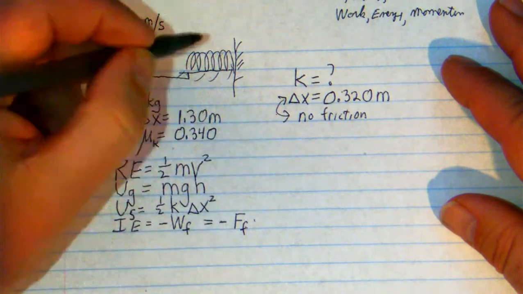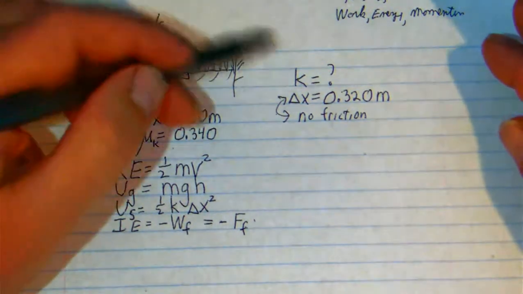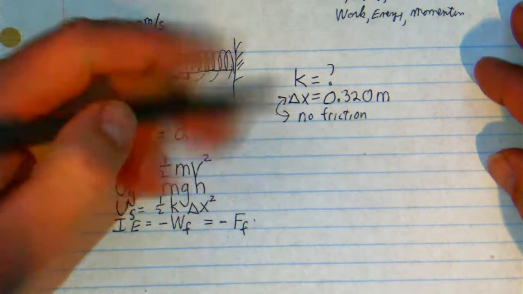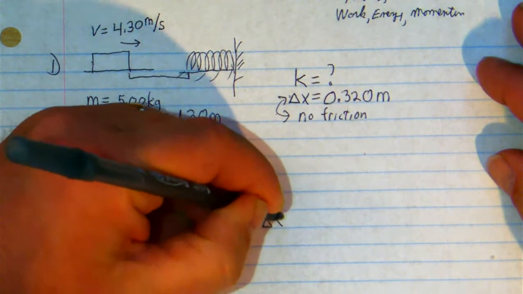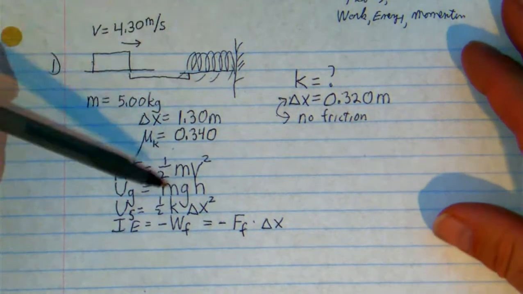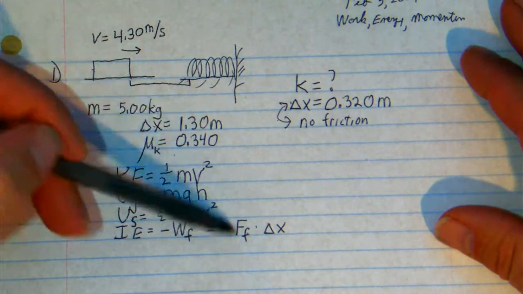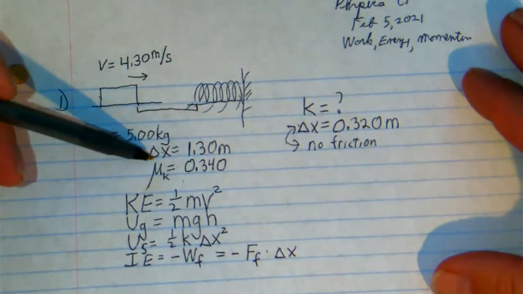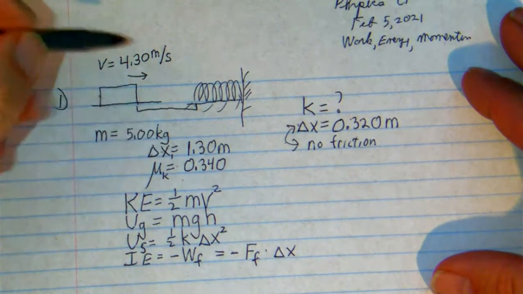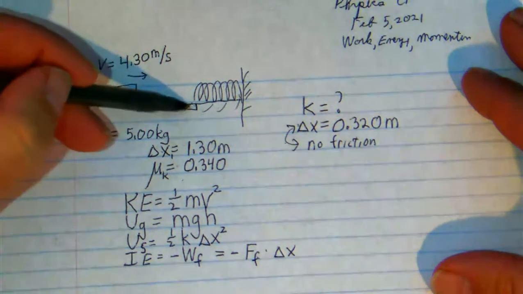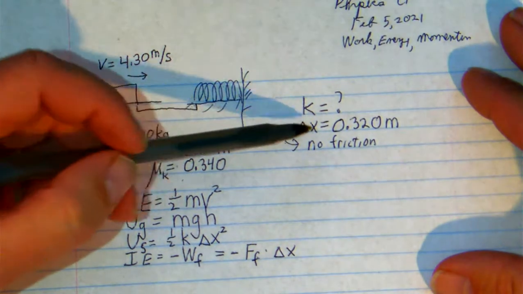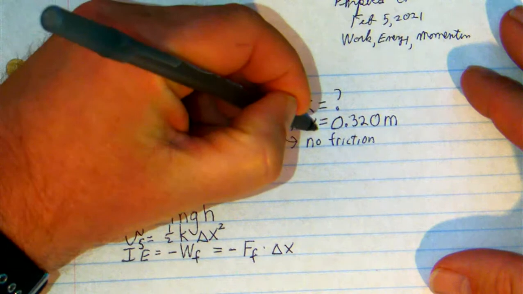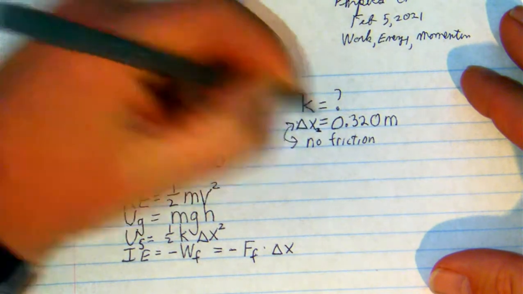And for distance, I could write d for distance. I could write x for distance. Here, I use delta x, so I'll write delta x over here as well. Now, don't get confused because I have two different delta x's in this problem. The first one, so I'll call it 1, is the rough patch. And the second one is where the spring is being compressed.